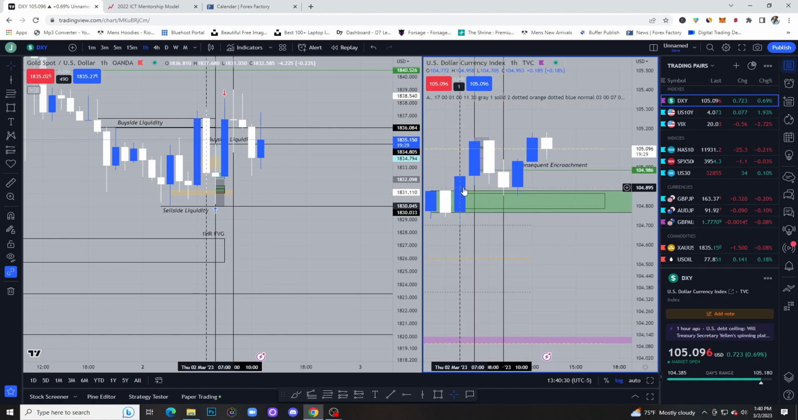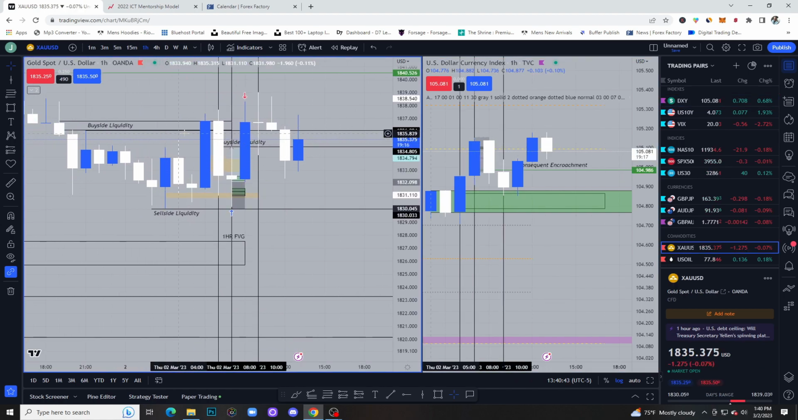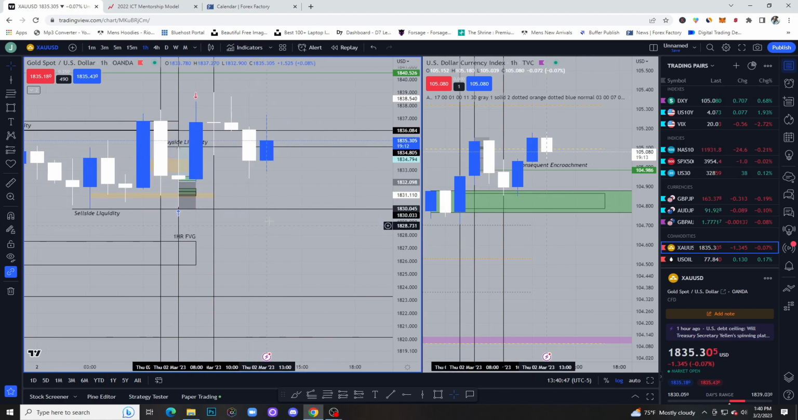As I said, this 1 hour order block right here, we tap it, and possibly a fair value gap on the lower time frame, and we have a reaction. Price is heading higher. And inversely, for gold, it was heading lower.